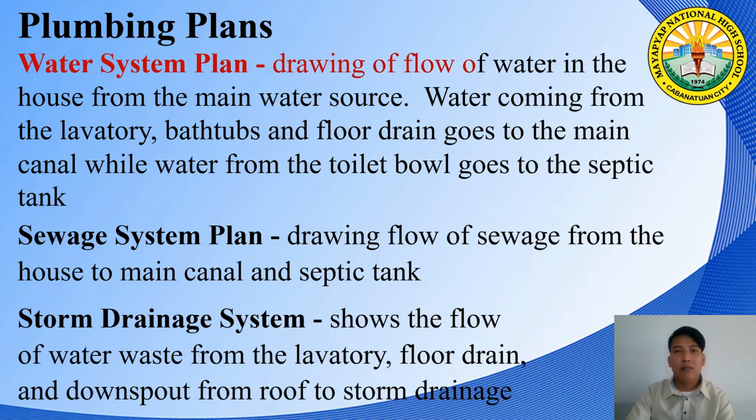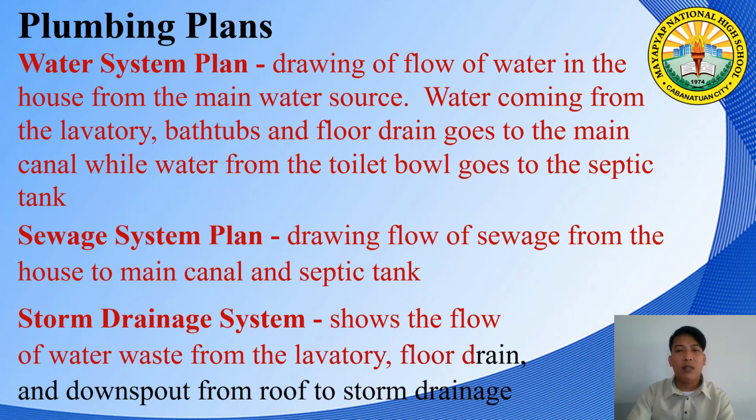Water system plan: drawing the flow of water in the house from the main water source. Water coming from the lavatory, bathtubs, and floor drain goes to the main canal, while water from the toilet bowl goes to the septic tank. Sewage system plan: drawing the flow of sewage from the house to the main canal and septic tank. And storm drainage system shows the flow of waterways from the lavatory, floor drain, and downspout from the roof to the storm drainage.